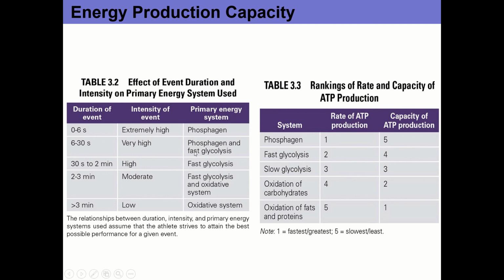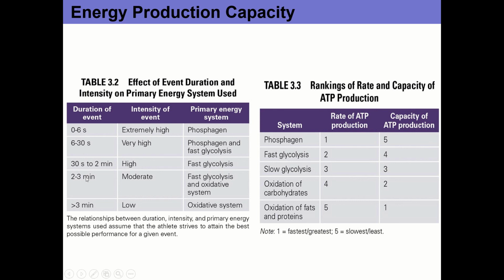So again, fast glycolysis just means anaerobic. That the end result is going to be lactate rather than pyruvate going through the citric acid cycle. 30 seconds to 2 minutes. So again, something like 800 meter dash or less. So we're still going pretty fast because we're going all out for 2 minutes. Now we're using primarily the glycolytic system.